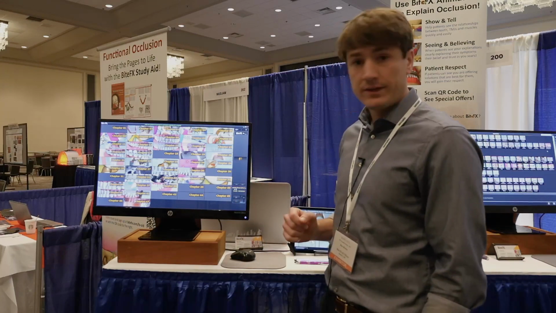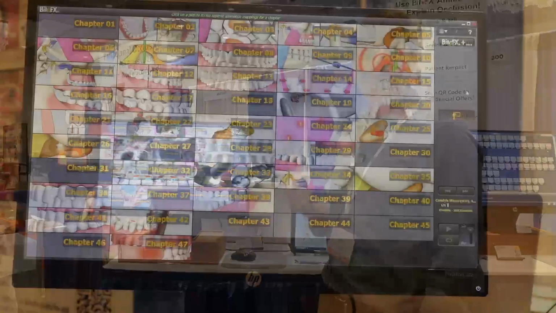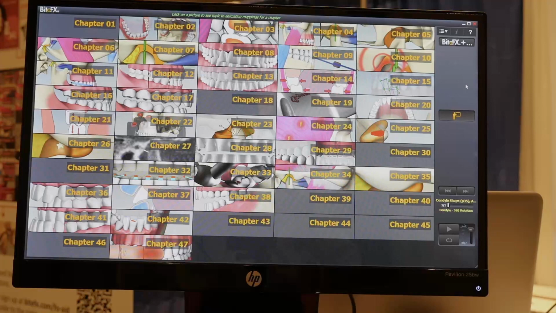So if I take you over here for a second. This is the study aid to the book Functional Occlusion by Pete Dawson. So we went through chapter by chapter and took our animations to have a very quick and easy study aid to use as you go through the book.